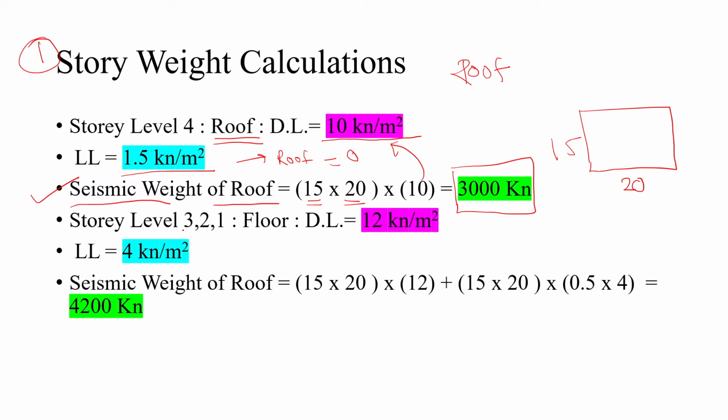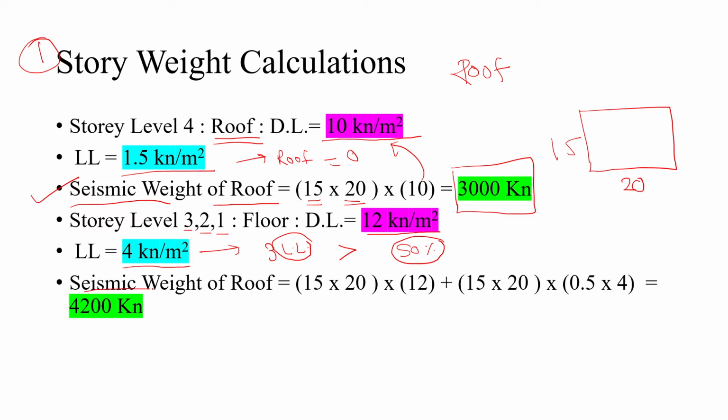Similarly, for story 3, 2 and 1, the dead load given is 12 kilonewton per meter square. The live load given is 4 kilonewton per meter square. But we know that if the live load is greater than 3, then we will consider 50% of the live load. This is again one codal provision in IS 1893-2016. You can see our last video, where we have done all these things also.